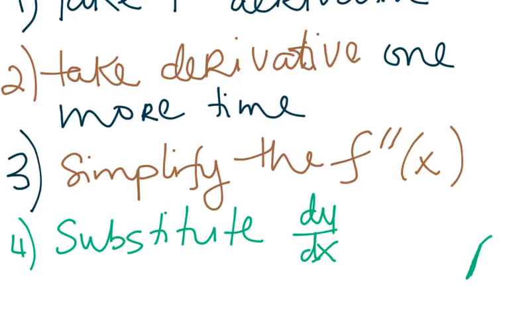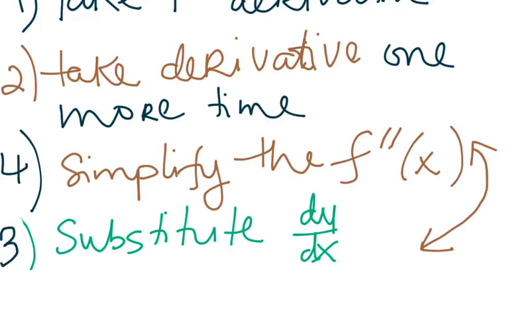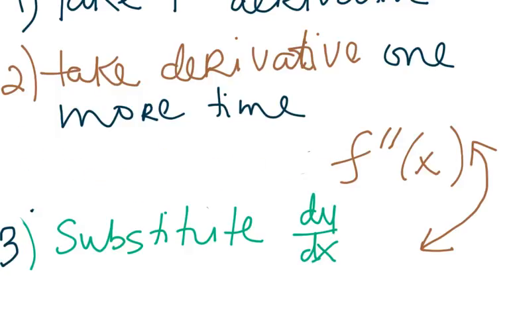Actually, I made a mistake right here. We should have steps 3 and 4 switched. So step 3, I'm going to rewrite this. I'm going to erase this. Step 4 is the one where you simplify. Step 3 is the one where you substitute in the dy over dx. Then you simplify. So simplify should be the last step. I'm going to erase this right here. Sorry about that.